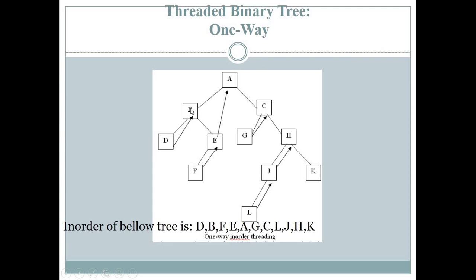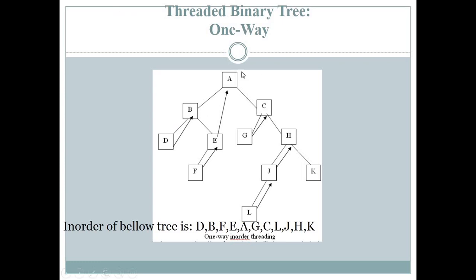Here we have the tree with nodes A, B, C, D, E, F, G, H, I, J, K, L. You can see that the right pointer of D is null, the right pointer of F is null, right pointer of E is null, right pointer of G is null, right pointer of L is null, and right pointer of J is null. In one-way we will consider only the right pointers. Here both pointers are null, but we consider only the right pointers for one-way.